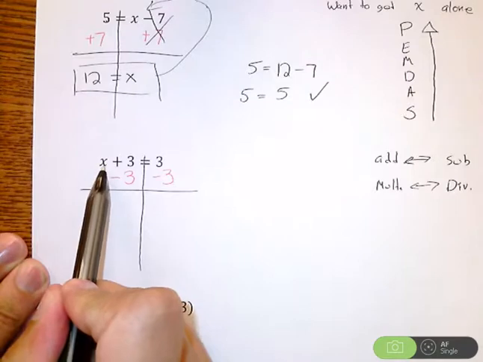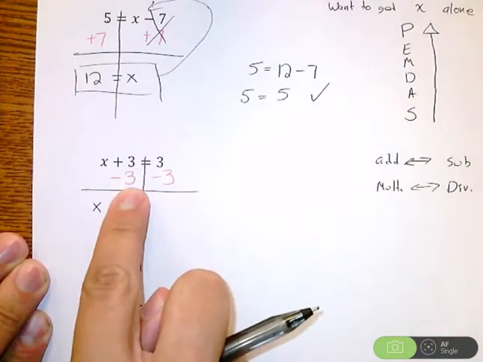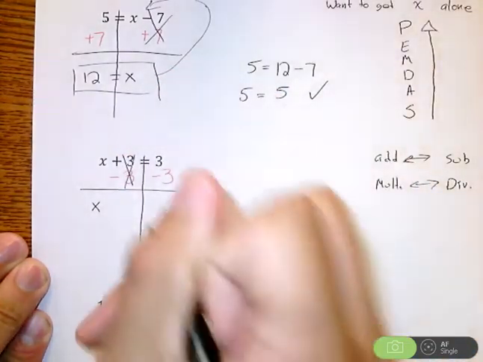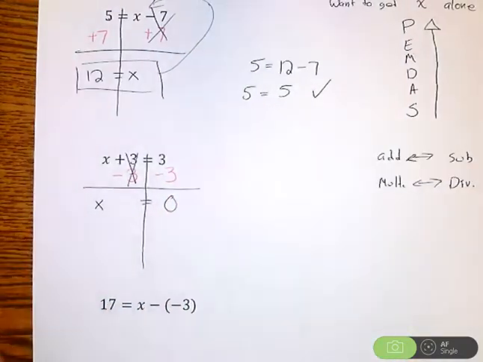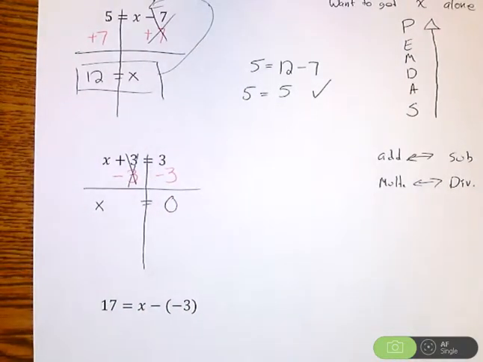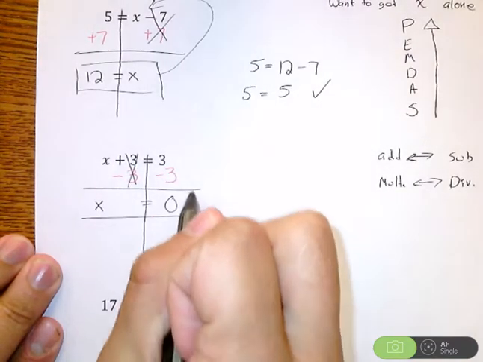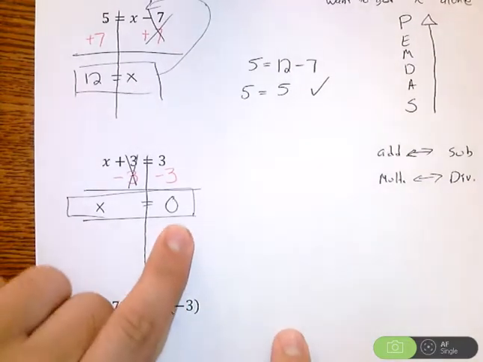On the left side, I have an x, still there. I have a plus 3, minus 3. 3 minus 3 is 0, so those are gone. On the right side, I have 3 minus 3, which is 0. So I have x equals 0. That is totally okay for an answer. A lot of people freak out and say, well, no solution. No, that's totally fine. So let's check it, make sure it works.